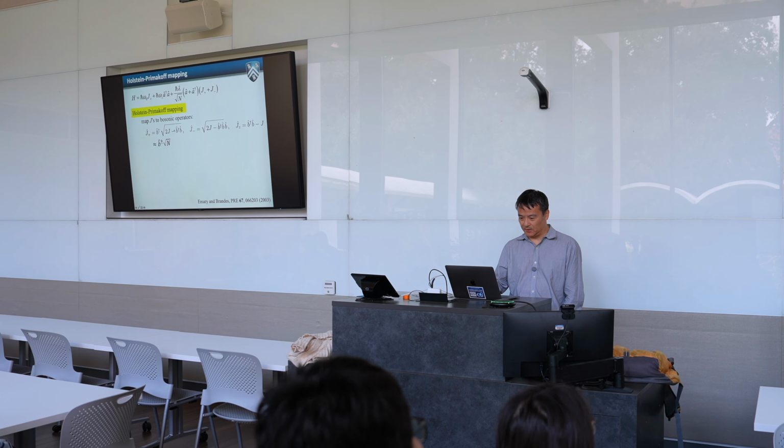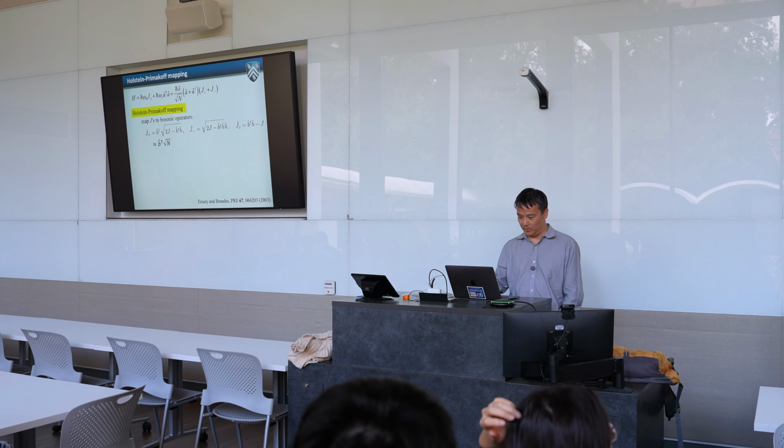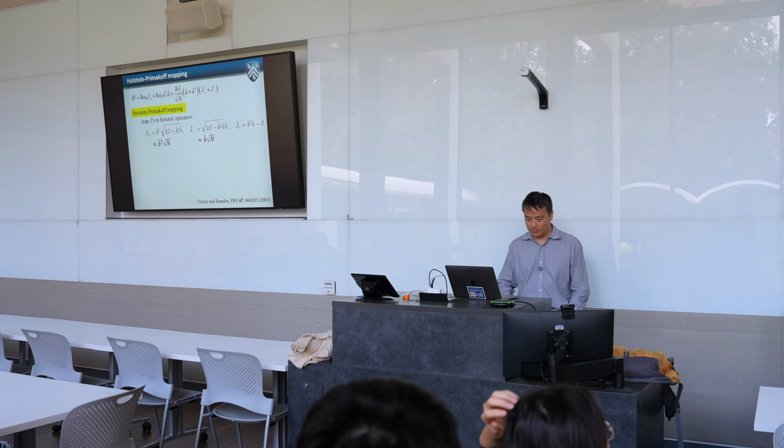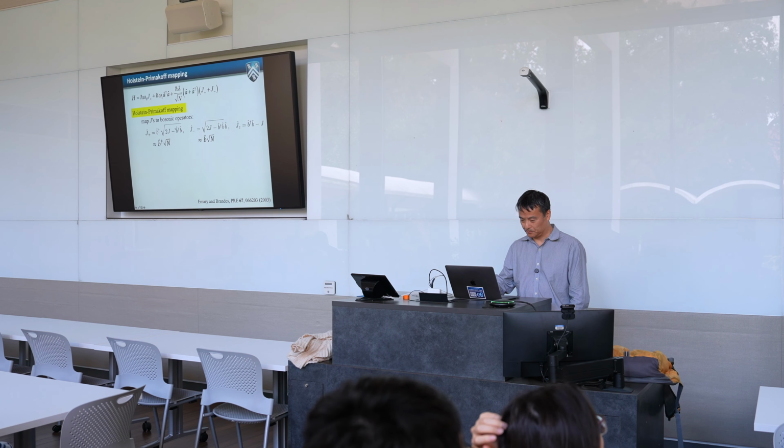And of course, the square roots are not easy to handle. So if you can make the approximation that I can ignore the B dagger B under the square root, then things become simple. And again, I take J to be n over 2. This is the Dicke manifold.